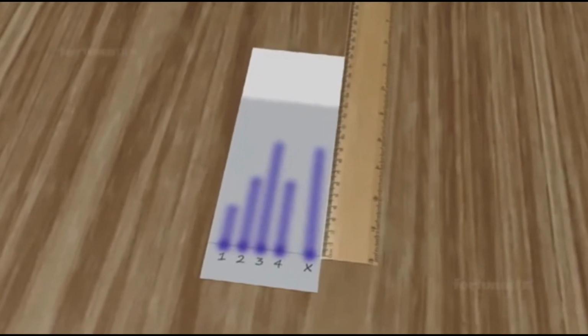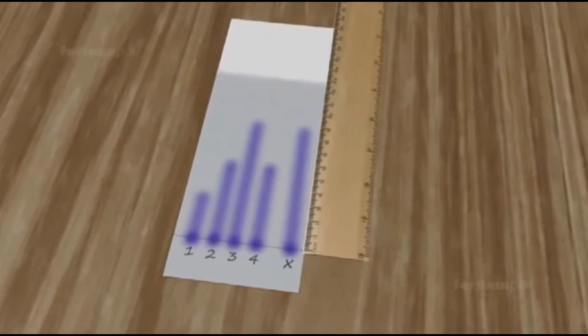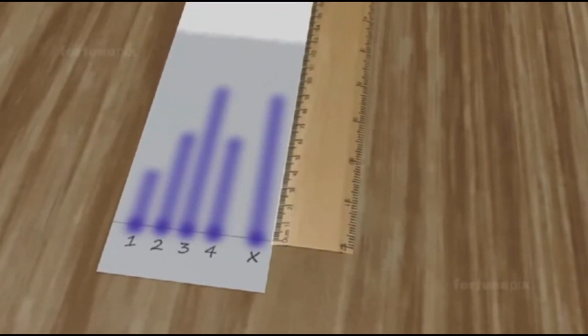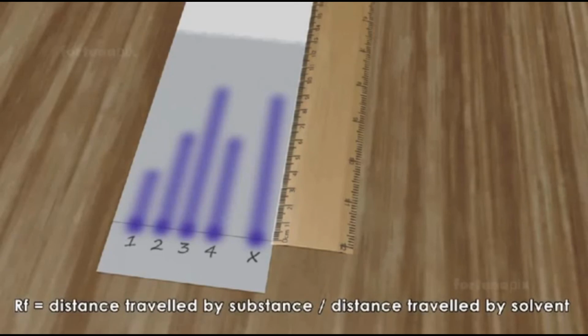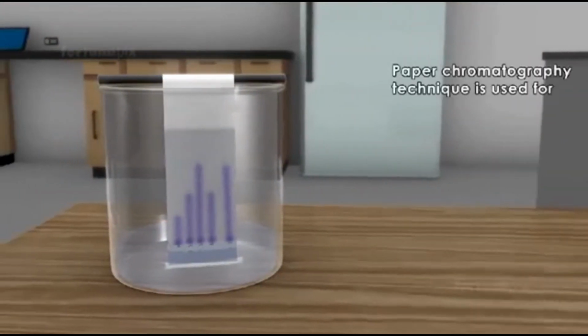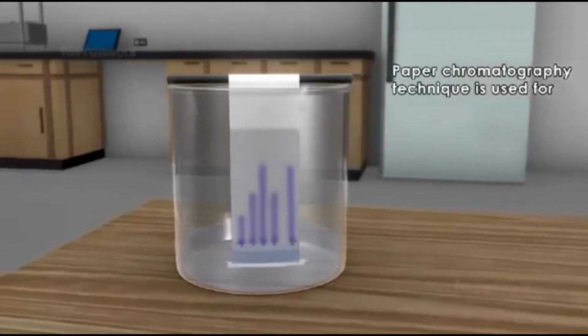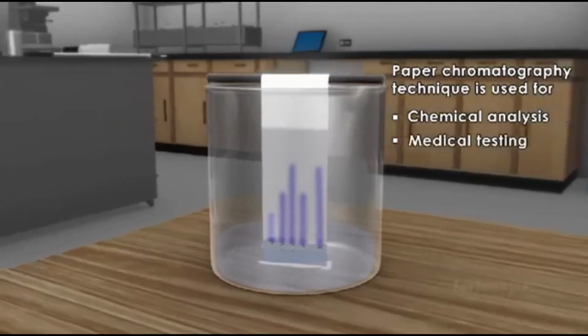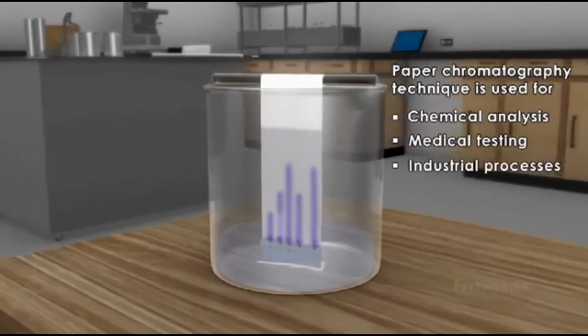The distance traveled by the substance relative to the solvent is a constant for a particular compound as long as everything else is constant. It can be found by using the formula RF is equal to distance traveled by substance divided by distance traveled by solvent. The paper chromatography technique is used for chemical analysis in scientific research, medical testing, and industrial processes.